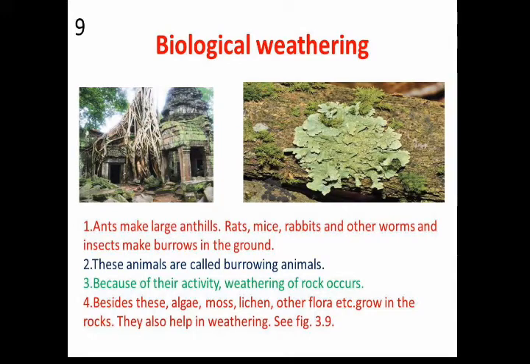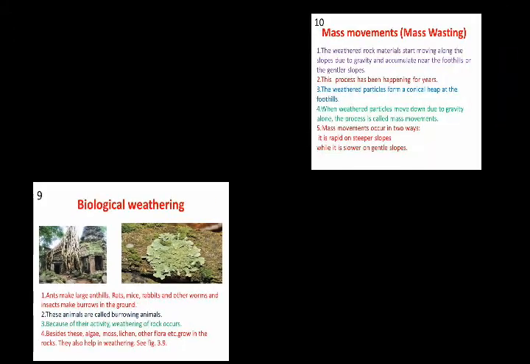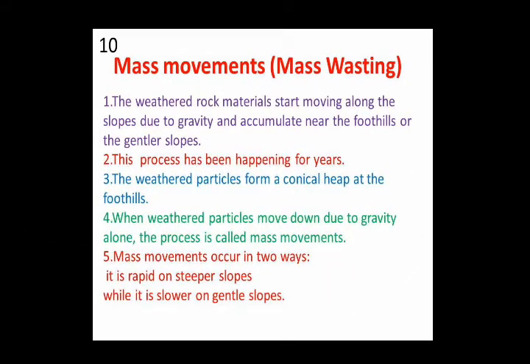Okay, mass wasting. The weathered rock materials start moving along the slopes due to gravity and accumulate near the foothills or the gentler slope. Earlier we have studied that, and this process has been happening for years. It takes time, and the weathered particles form a conical heap at the foothills. When these weathered particles move down due to gravity alone, the process is called mass movement. Here you will understand one term, mass movement.